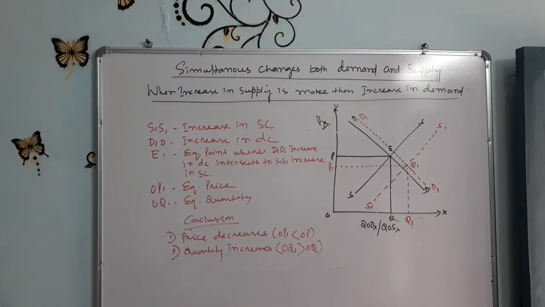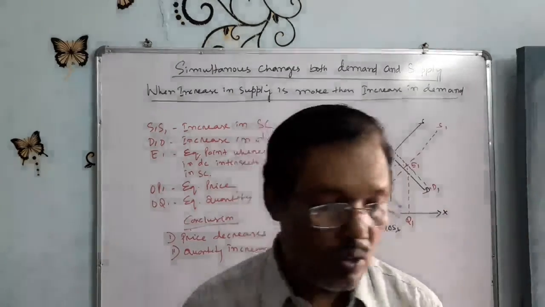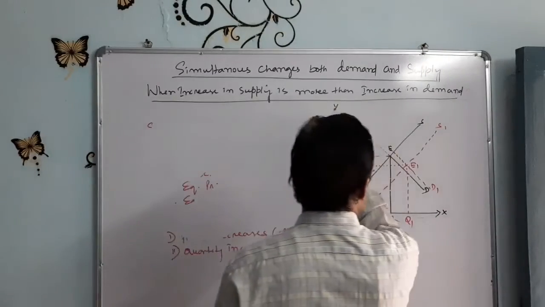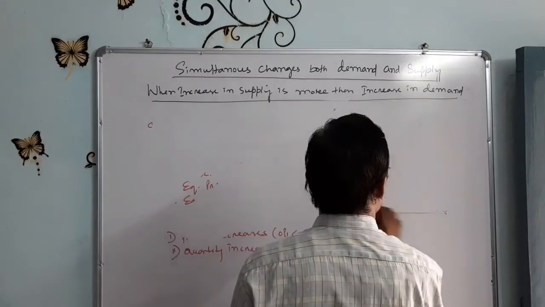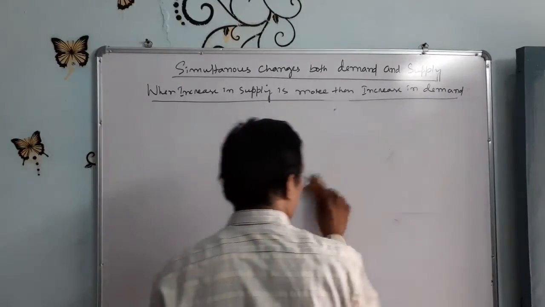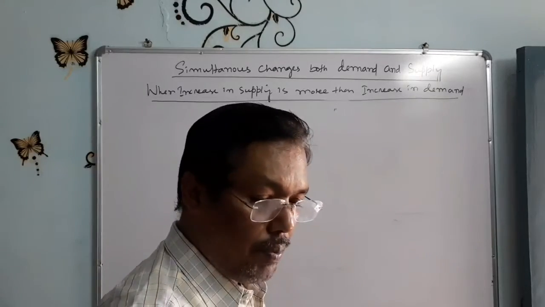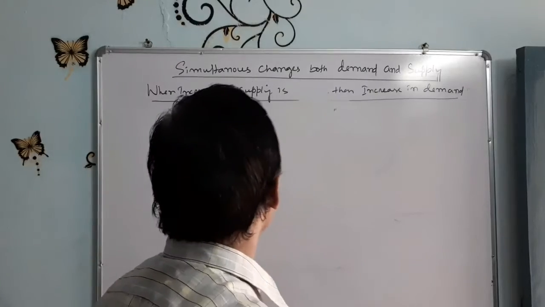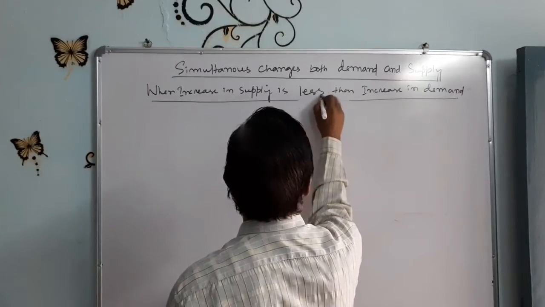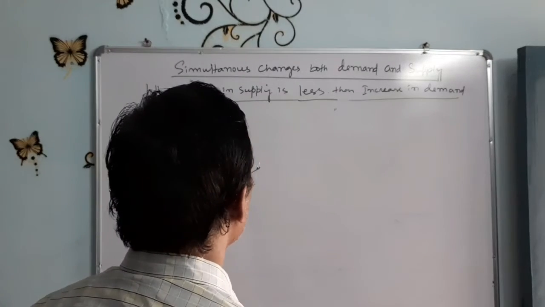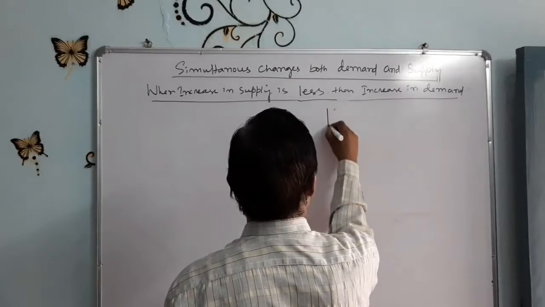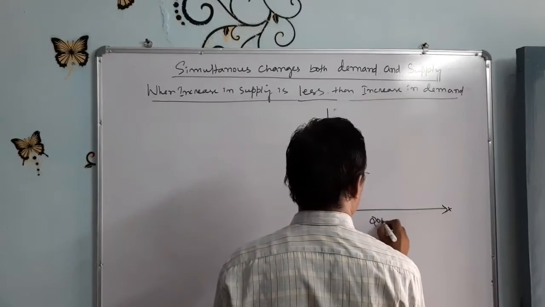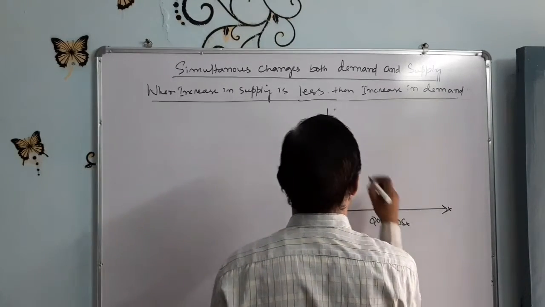Similarly, next, when the increase in supply is less than the increase in demand. Draw the OX axis and OY axis. This is the OX axis, quantity of demand of X goods and quantity of supply of X goods.